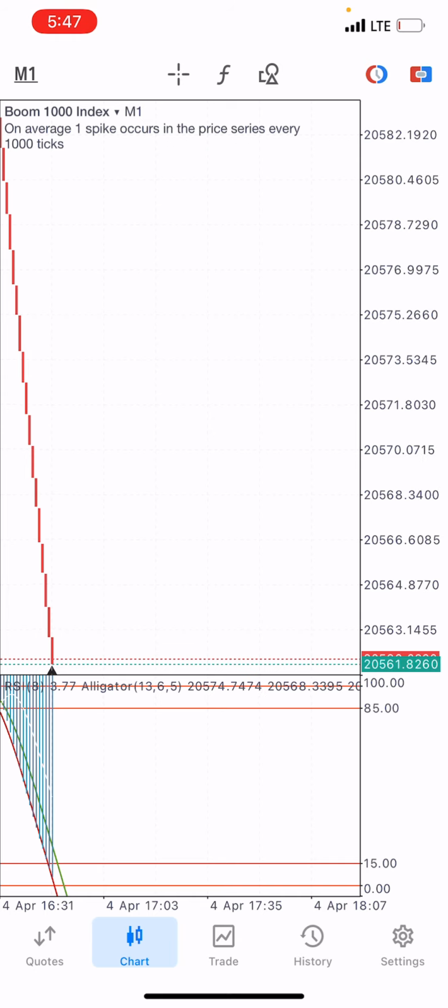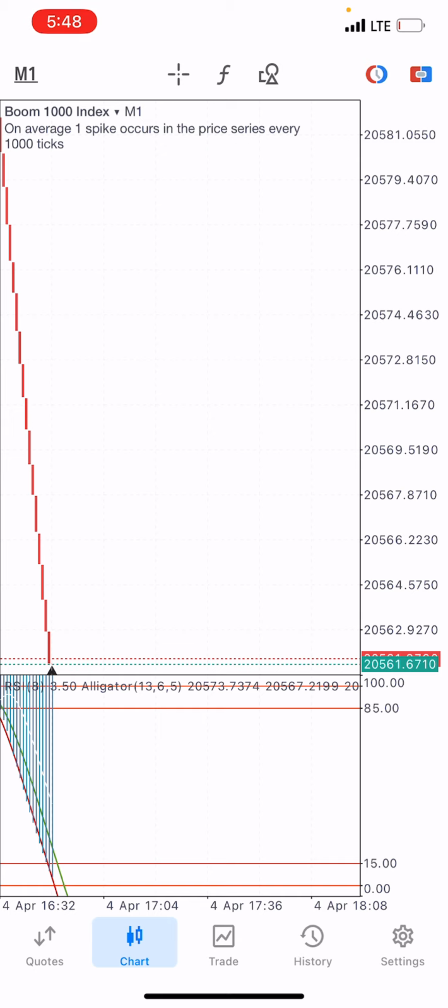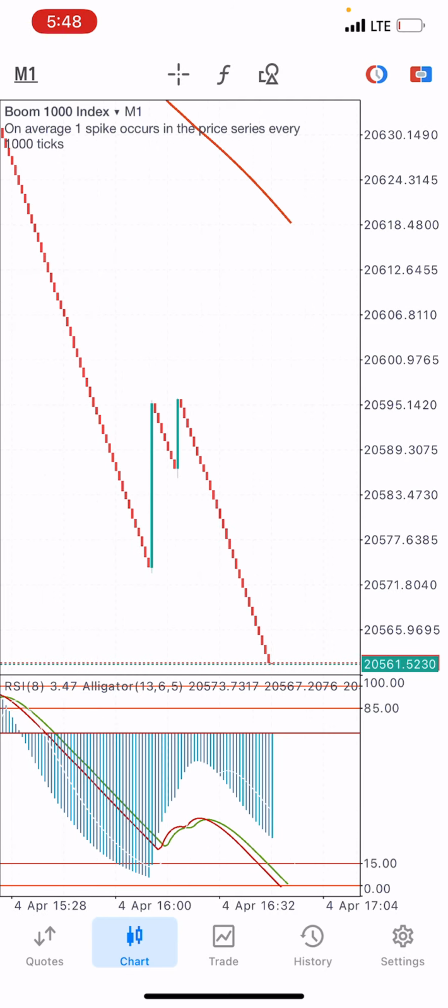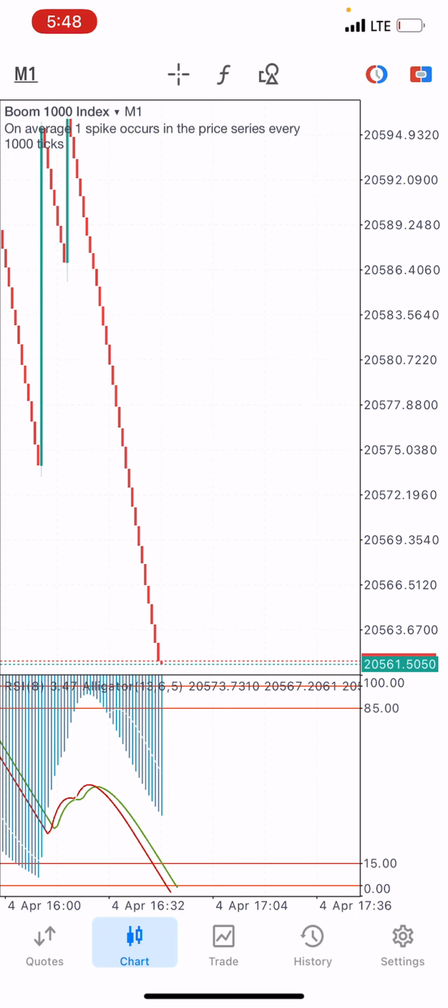Okay, so I want you guys to pay attention. Watch this video to the end to understand how this strategy works. I'll show you guys the settings. If you watch to the end, you'll see the settings of the strategy and everything you need to know about it.